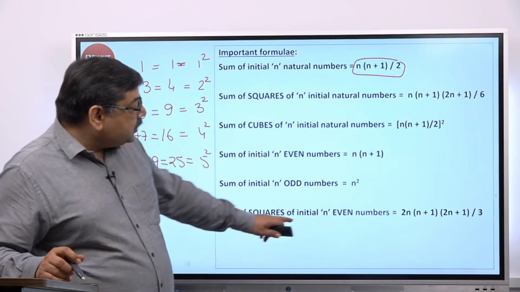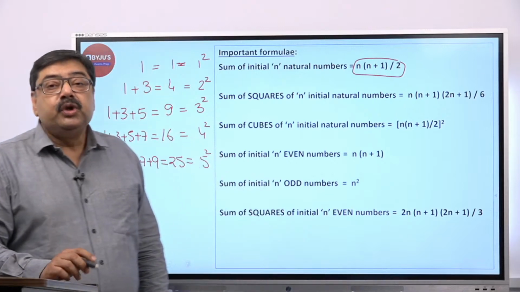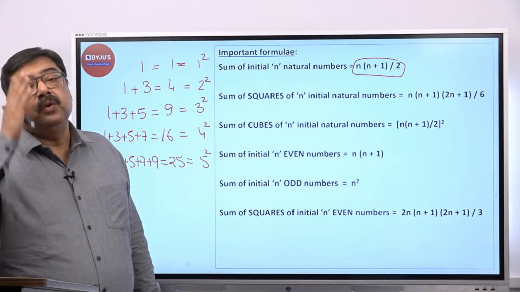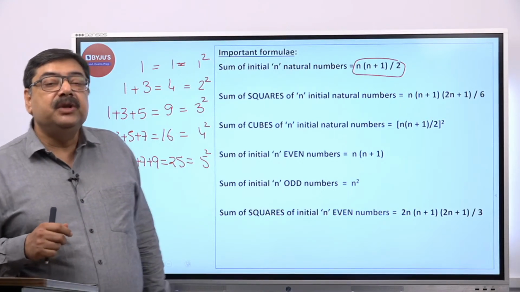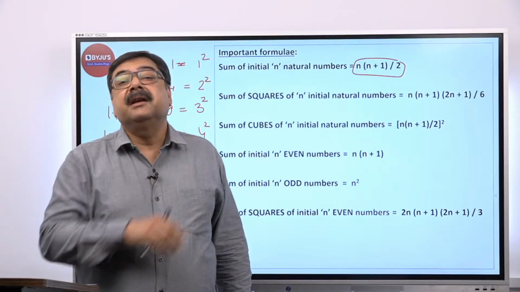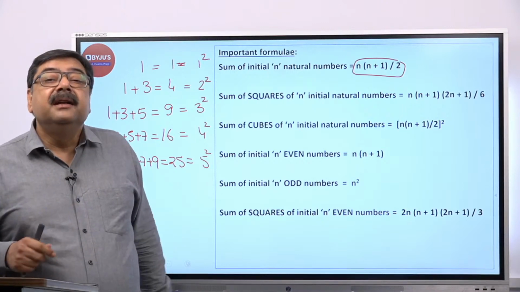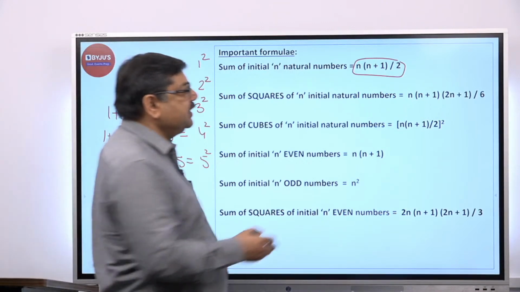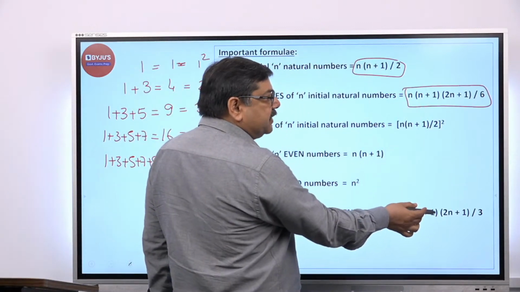Sum of squares of initial n even numbers. शुरुआती n सम संख्याओं के वर्गों का योग. अब इसके लिए आपको याद होना चाहिए शुरुआती n प्राकृतिक संख्याओं के वर्गों का योग. Now for this you must memorize the squares of initial n natural numbers, which we know is this. Alright, now see, this is just an extension of this.